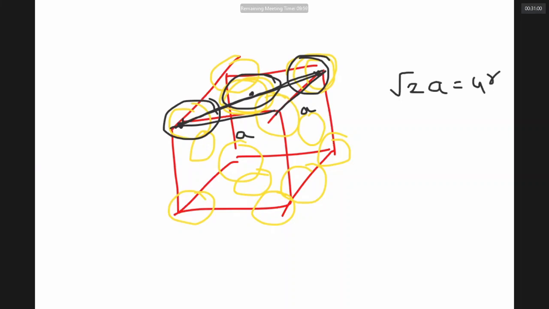2 root 2R will come. Sir, in this sphere, this is R. For this sphere, this is 2R. For this sphere, this is R. Total 4R.